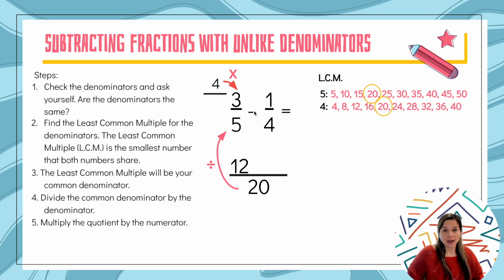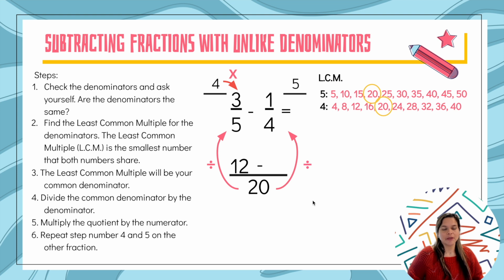Then we check what symbol we're using. In this case, we're subtracting, so it's minus. So we put it here. And we repeat the steps on the other side with the other fraction, 1/4. So 20 divided by 4 is equal to 5. And then we multiply 5 times 1 equals 5.